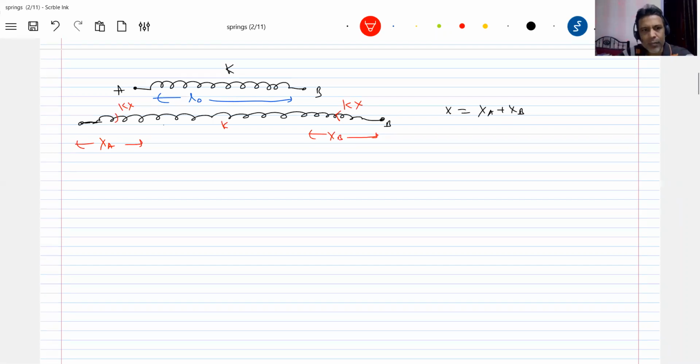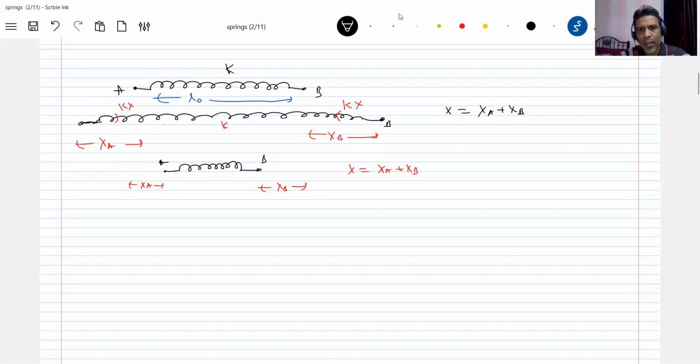Similarly, I will compress the spring. Then this end is compressed by a distance xa, and this end is compressed by a distance xb. Then what is the total elongation? Again, the same thing. So the total elongation is x equal to xa plus xb.